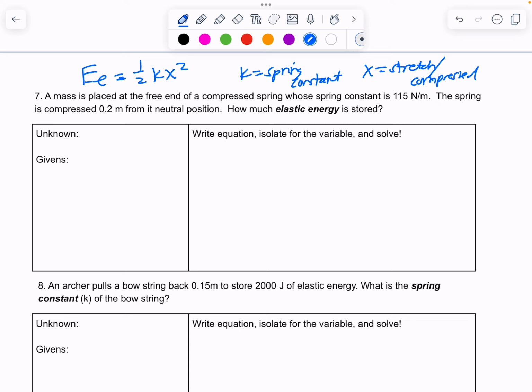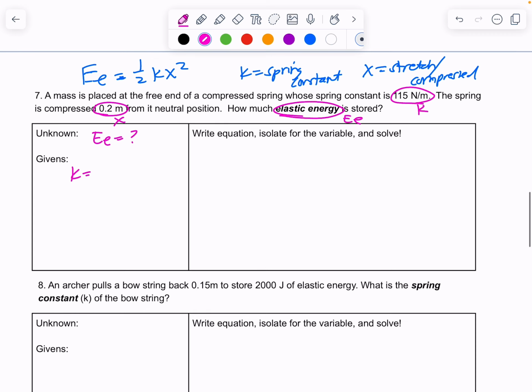Okay, a mass is placed on the free end of a compressed spring whose spring constant is 115 newtons per meter, so that's the K. The spring is compressed 0.2 meters from its neutral position, so that's the X. How much elastic energy is stored? That's what I'm looking for. The K is 115 newtons per meter, the X is 0.2 meters, and that's all I need.